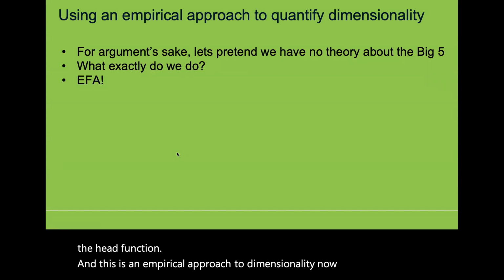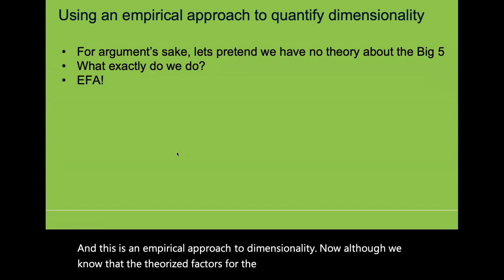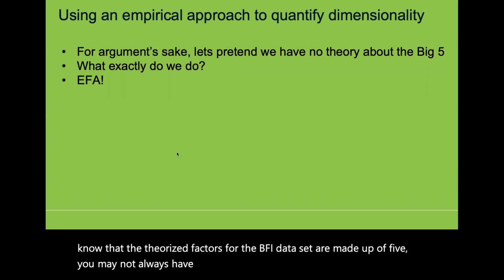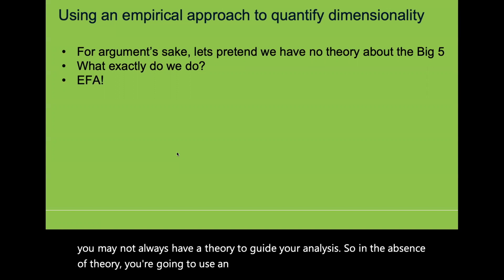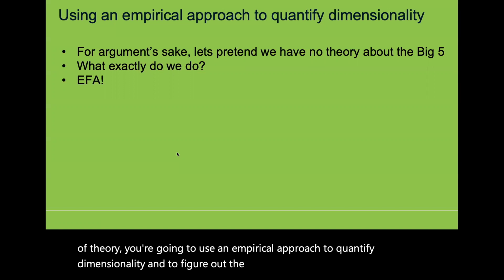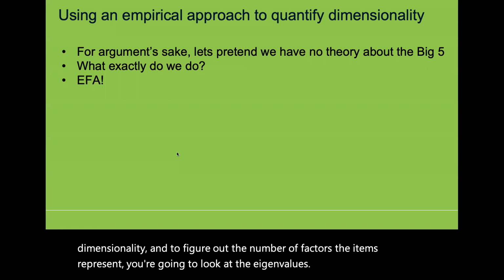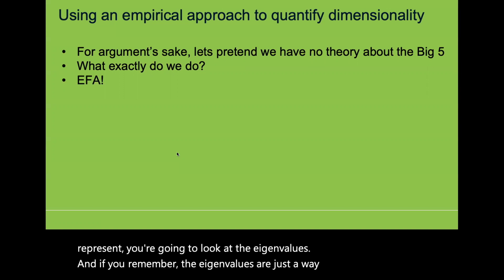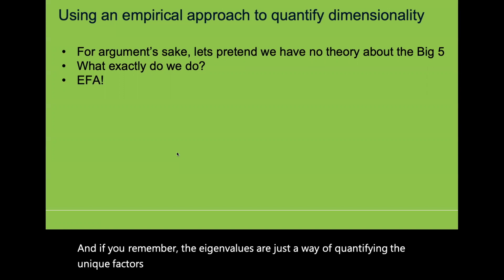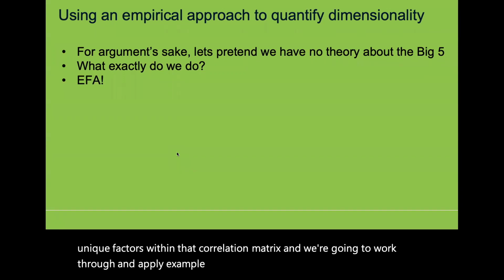Now, although we know that the theorized factors for the BFI data set are made up of 5, you may not always have a theory to guide your analysis. So in the absence of theory, you're going to use an empirical approach to quantify dimensionality. And to figure out the number of factors the items represent, you're going to look at the eigenvalues. And if you remember, the eigenvalues are just a way of quantifying the unique factors within that correlation matrix. And we're going to work through an applied example of using eigenvalues.